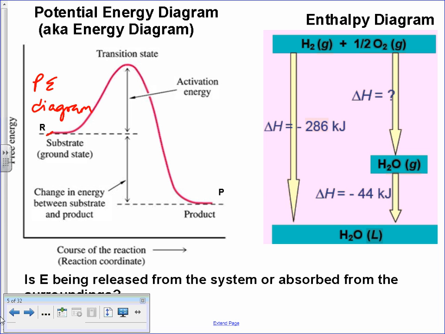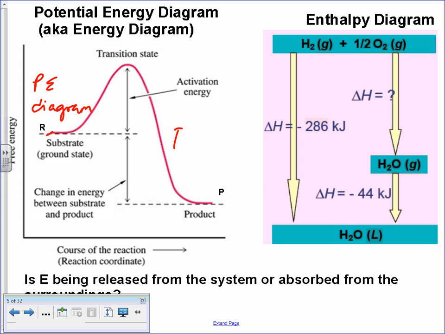Looking at it from reactants to products, endo or exo? Exo. You can see it's exothermic because energy was released. How do you know that? Because the reactants have more energy than the products.